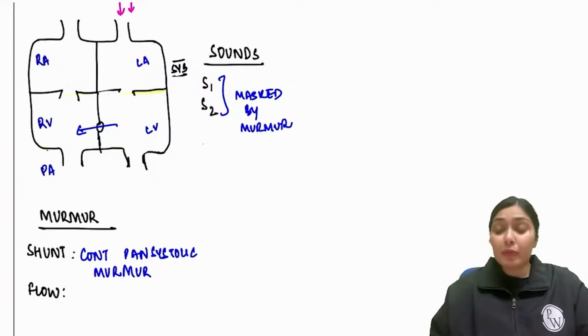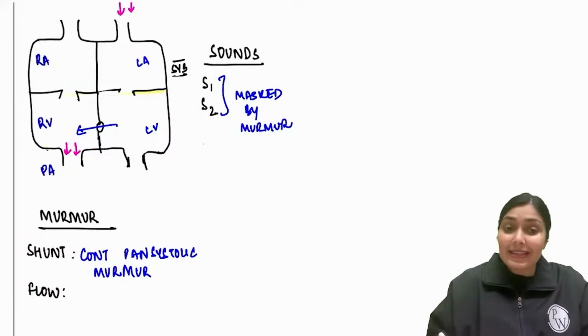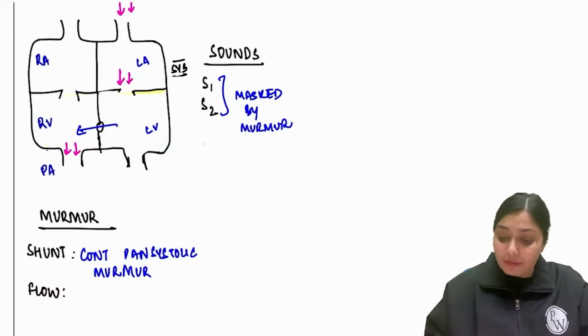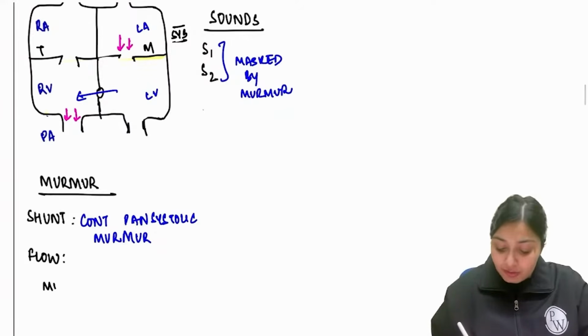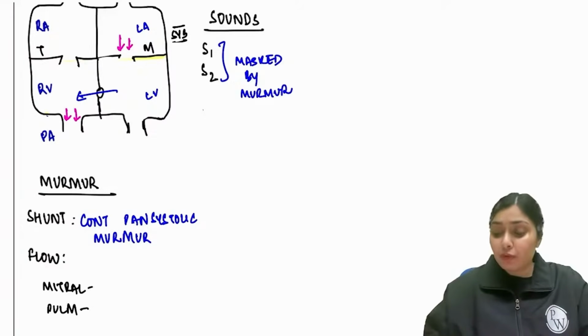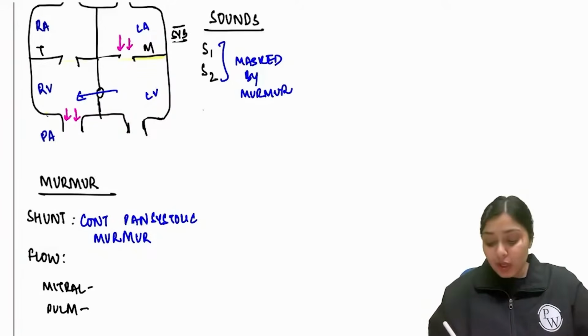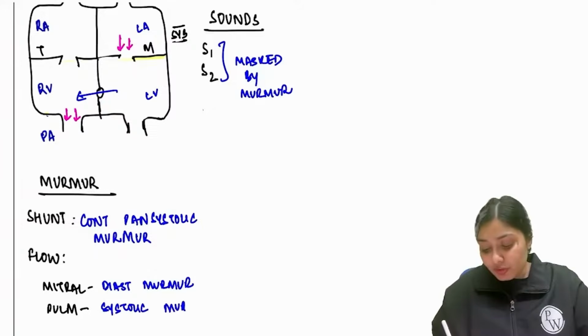Then comes the flow murmur. I told you, excessive flow at the pulmonary artery and excessive flow at the level of the mitral valve. Right? So at mitral and at the pulmonary region, you are going to appreciate the flow murmur. When does the mitral valve open? Mitral valve opens at the time of diastole. So in the mitral region, you will have a diastolic murmur, and in the pulmonary area, you will have a systolic murmur, an ejection systolic murmur.